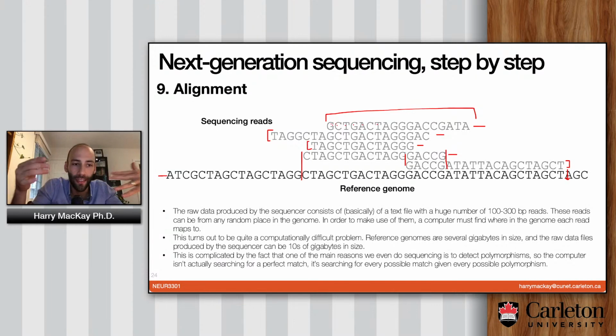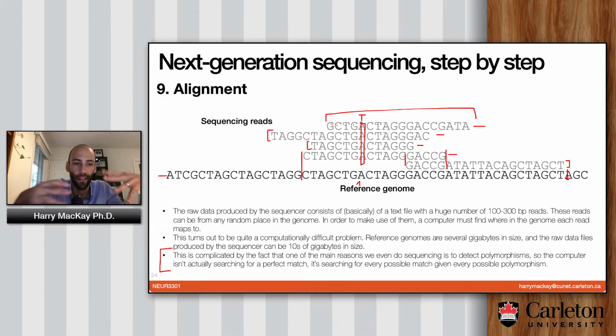This is essentially what the alignment process is doing, although it's much more complicated than that, because of course the alignment has to contend with variance. Not always is it going to match. Maybe the reference genome has an A here, but in all of your reads, there's a T instead. That would be a polymorphism, and the algorithm has to be able to handle that.